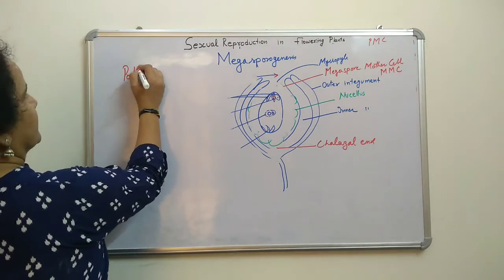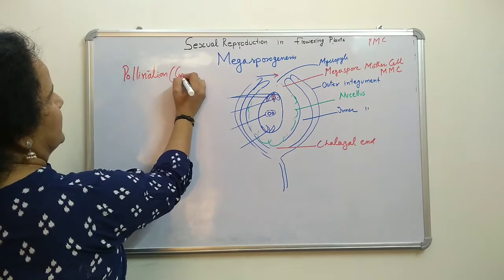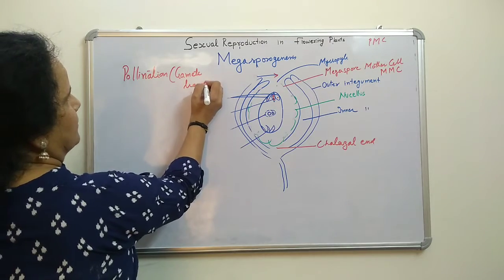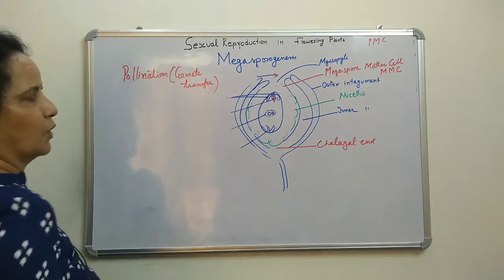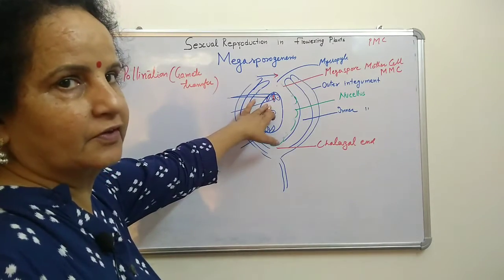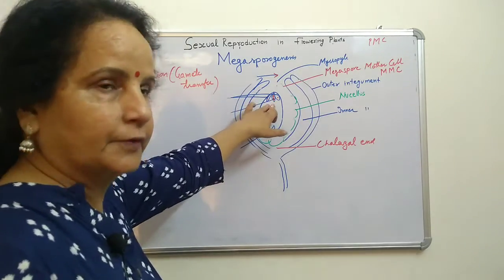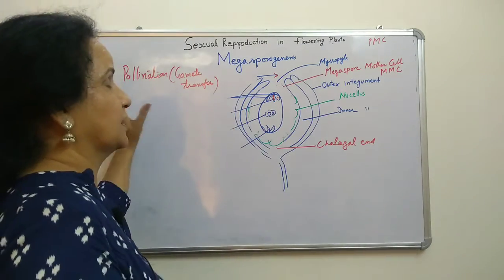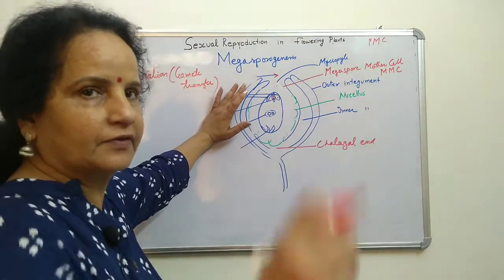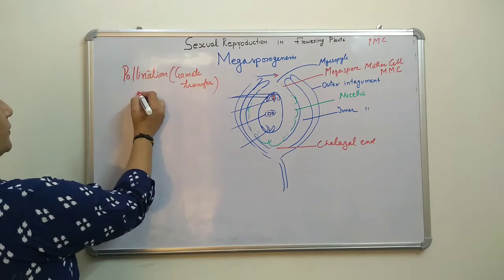Pollination is also called gamete transfer. It means how the gametes will come from the male body to the female. Female gametes are stationary, as in animals and human beings. Pollen grains will come here. The pollen grain is not actually a gamete; inside the pollen grain, gametes are there. So they require some agent.